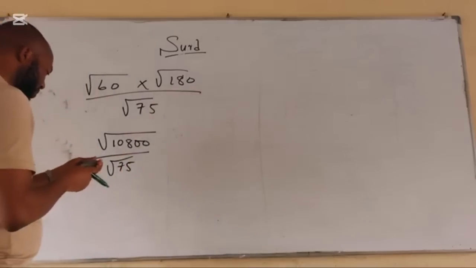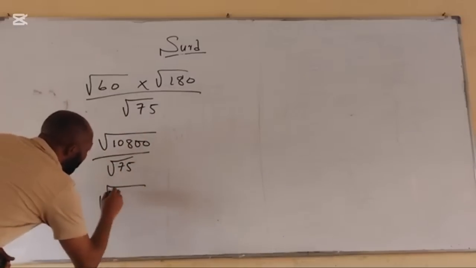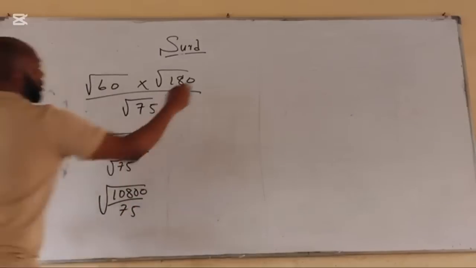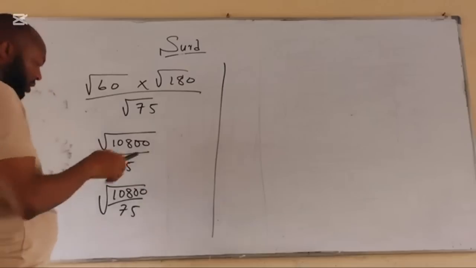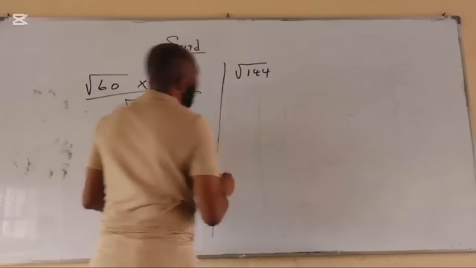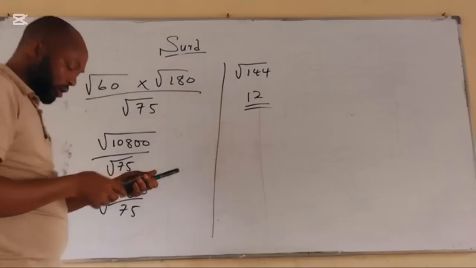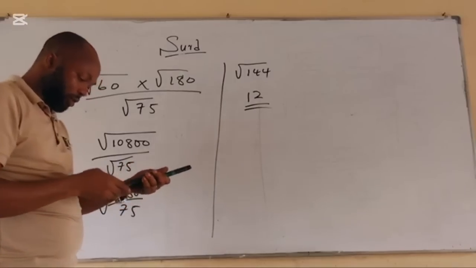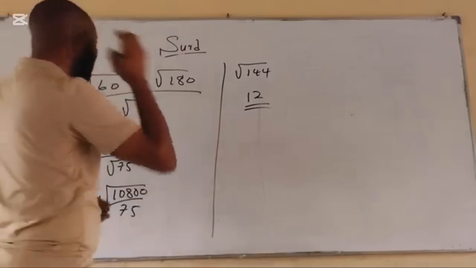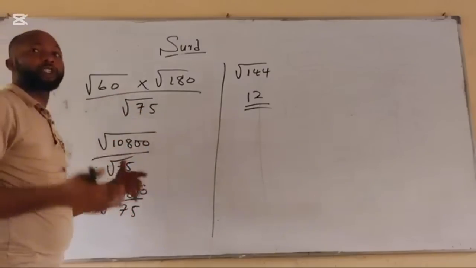Now, division law still permits me to say root of 10,800 divided by 75 will give me 144, root 144. And root 144 is 12. It's a perfect square. So we have root 144, that gives me 12. So I can easily take that. I multiply these two, multiplication law permits that. Divide by root 75, division law takes that.